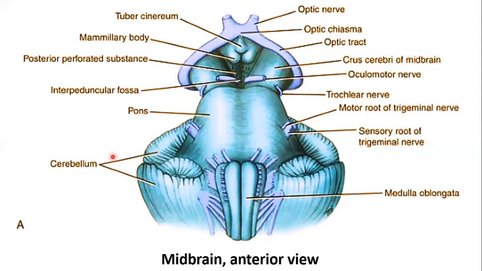These are the external features, very briefly. So external features, first of all, in an anterior view. This is the midbrain in an anterior view. You should see, this is the midbrain, right? This was the pons, and above that is our midbrain.